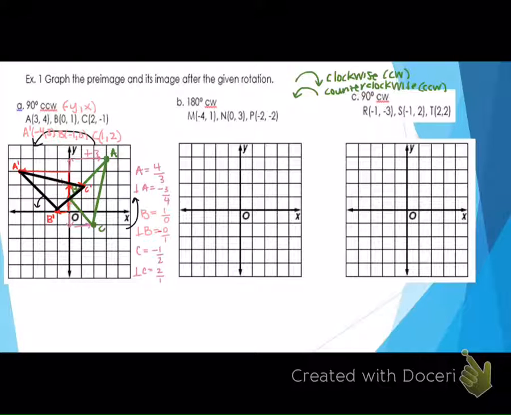Okay, 180 degrees clockwise is the same thing as 180 degrees counterclockwise, right? Because you're going to end up in the same spot. Remember, 90 degrees is going to the next quadrant, so 180 degrees would be going over 2 quadrants. So those are going to be the same thing there. So go ahead and plot your points.